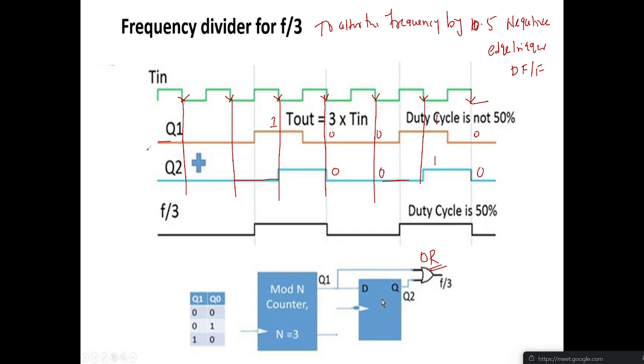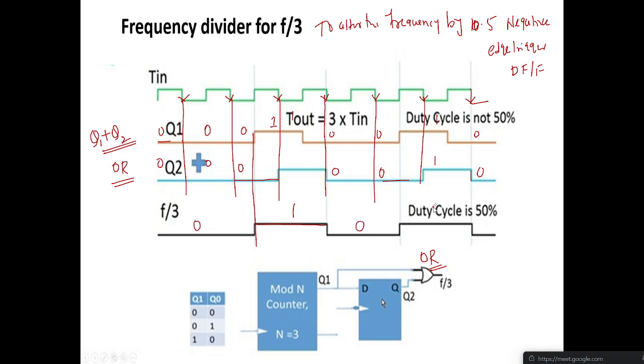Now what you need to do is the OR operation of Q1 and Q2. When you do the OR operation, here 0, till here 0, all are 0. 0 OR 0 means 0 only. And here 1 OR 0 becomes 1. Here it becomes 1. Again, here it becomes 0. Here it is 1 and here it is 0.